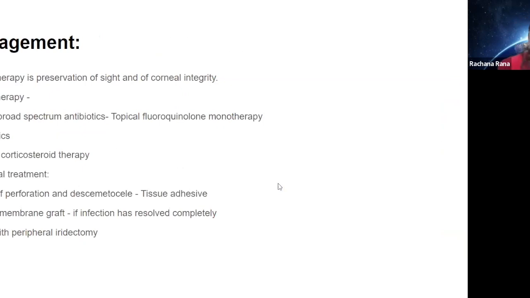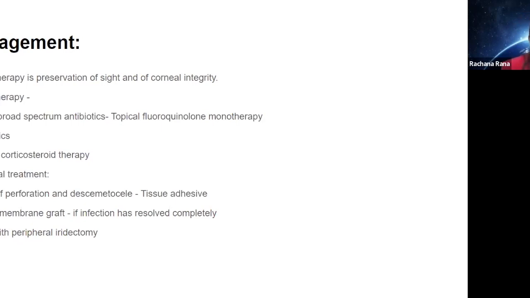Management of the cornea also. The goal of therapy is the preservation of sight and corneal integrity. Initial therapy means empiric broad spectrum antibiotics, which is topical fluoroquinolone monotherapy. We can use the antibiotics and then sometimes we have to use the fortified forms also. And the role of corticosteroid therapy is also there.